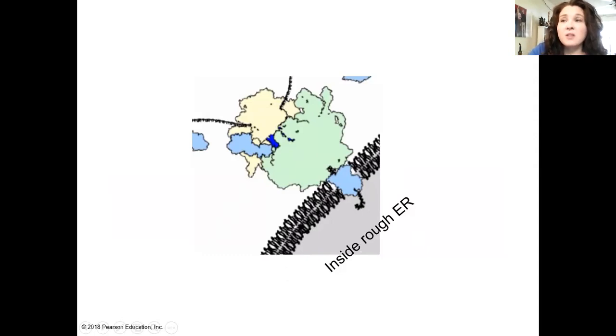And it's already starting to fold into its final shape. And when it's done folding, then we can call it a protein. And inside the rough ER, the protein will be modified. Then it will be sent to the Golgi body, where it will have its final modifications. And remember, the Golgi body is called the post office of the cell, so to speak. So the protein will be further modified and then sent off to its final destination within the cell.